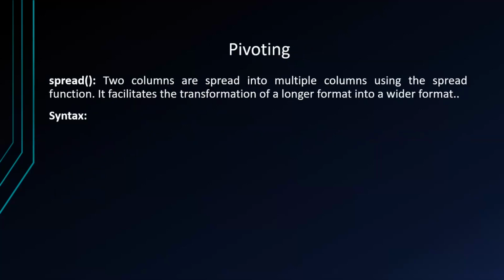So let's see what the spread function actually is. Two columns are spread into multiple columns using the spread function. It facilitates the transformation of a longer format into a wider format. The syntax is as follows. You say the spread keyword, then pass the data frame, and then you pass some other parameters. So let's move to our studio to see how it works.